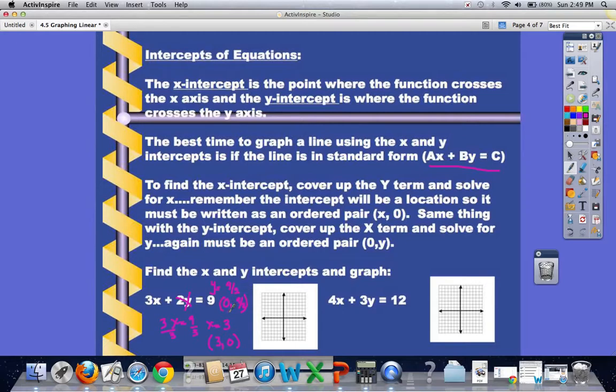Now, you've got two ordered pairs you can go and graph. So I'm going to go over here to 3, 0 and put a dot. And then I'm going to go up here to 0, 9 halves. 9 halves is the same thing as 4 1/2. So it's 1, 2, 3. Let's see, 1, 2, 3, 4, and in between there. Right? And then you just connect your dots.